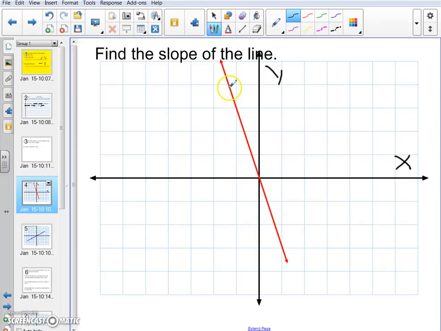Wherever this line meets two intersections, one going vertically, one going horizontally, that's going to be a point. So right here it crosses going horizontally, but it's only at one place. Now here it's crossing vertically and horizontally. That right there is a coordinate.